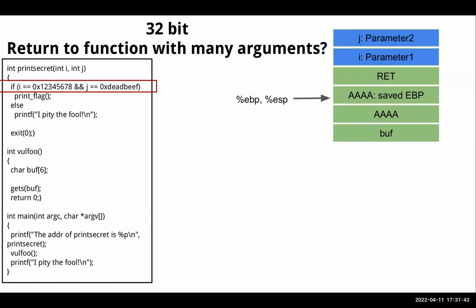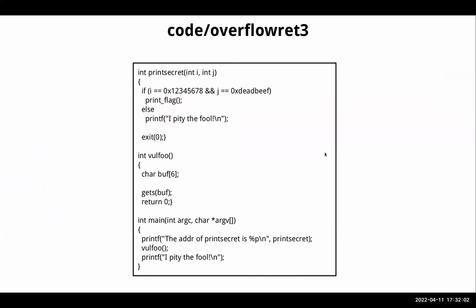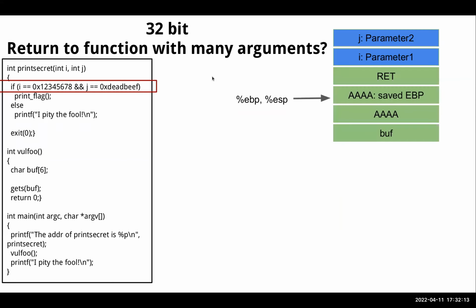So this is basically what the stack looks like for the 32-bit version. For the 64-bit version, things are different because the first argument goes directly to the register RDI, and the second argument goes to the register RSI. The function we are looking at has only 2 arguments, I and J. I is the first one, so I is RDI, J is RSI. They are not really on the stack.